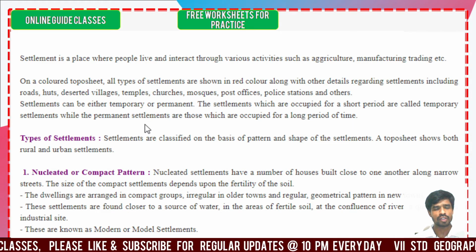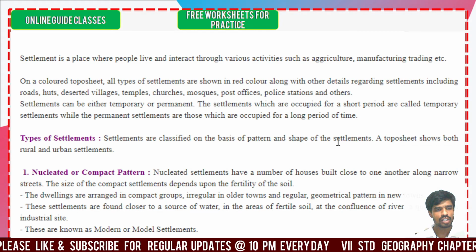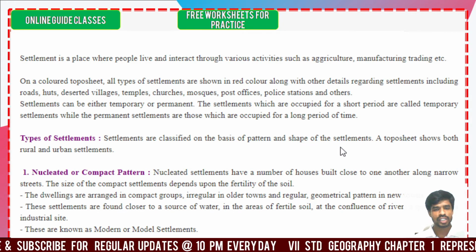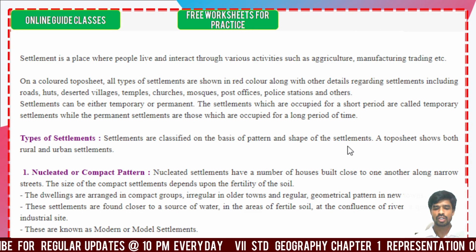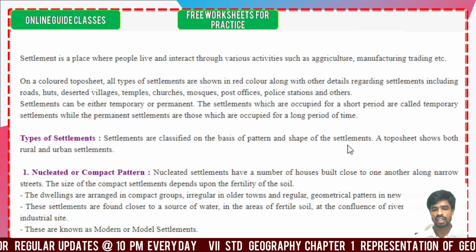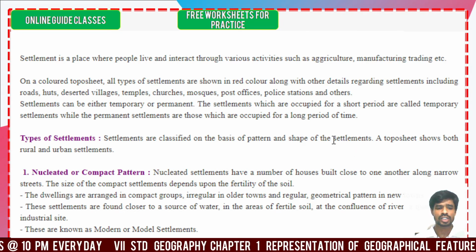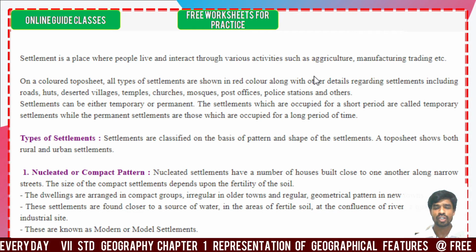Slowly they started living near the banks of the rivers, and then they started converting into villages, slowly converting into towns, then cities, and now we can see skyscrapers everywhere. So we can see there are different types of settlements. Two types of settlements are there. One is on the basis of time, and the second one is on the basis of facilities.